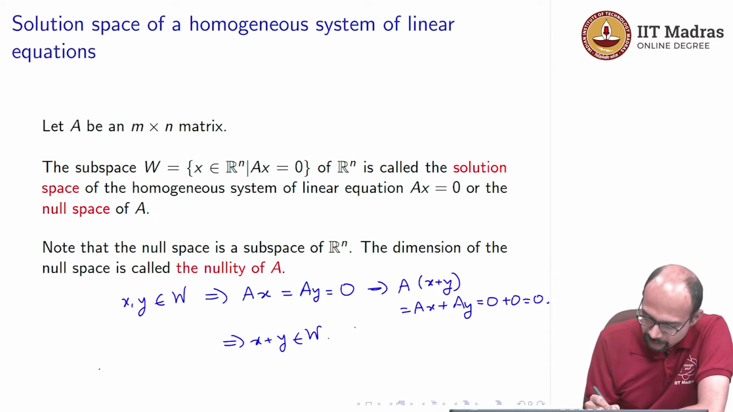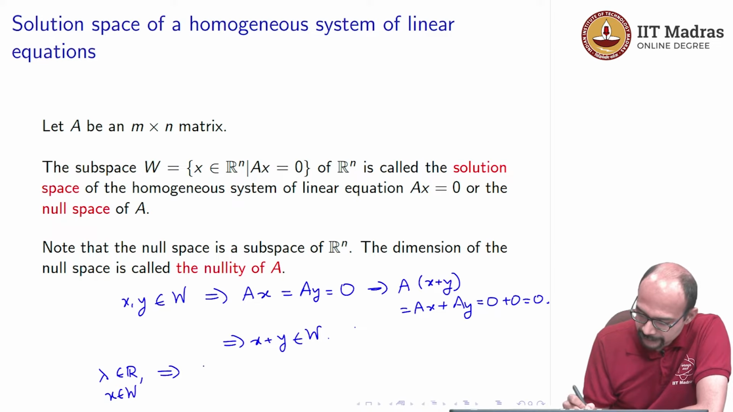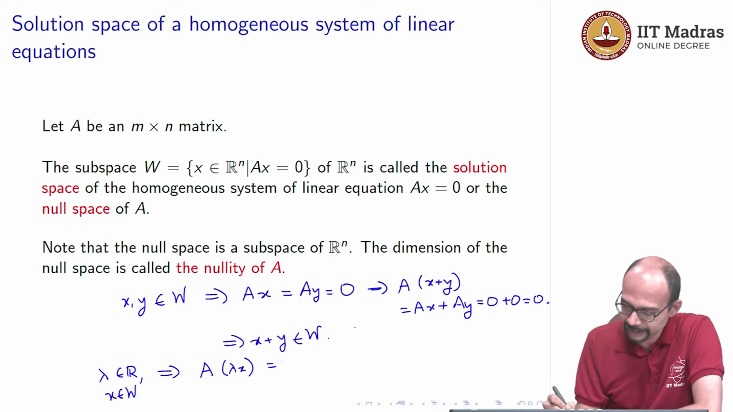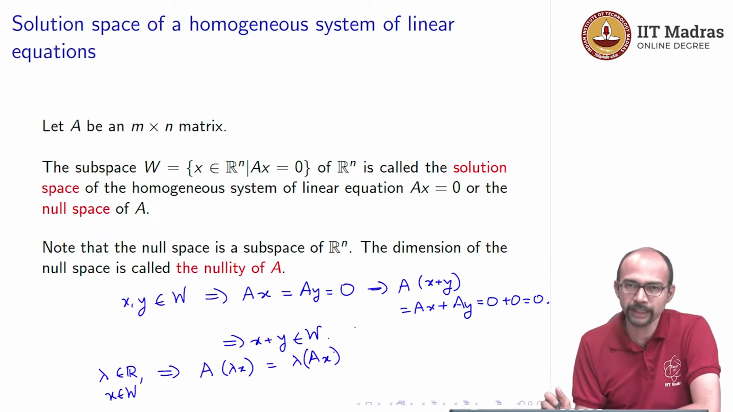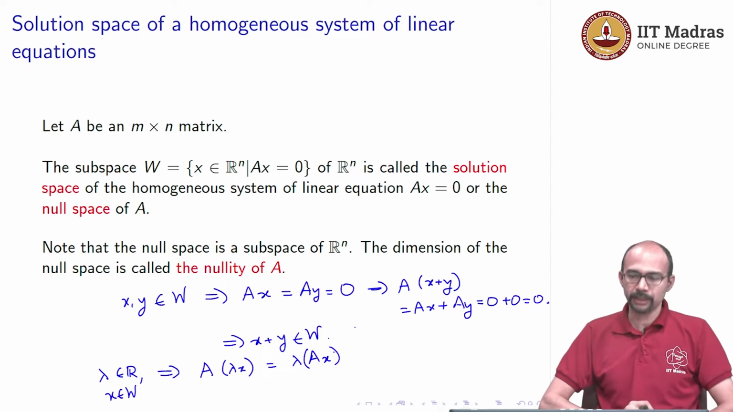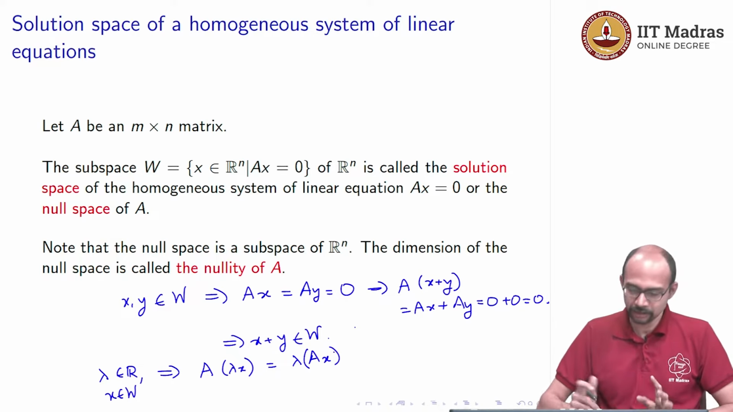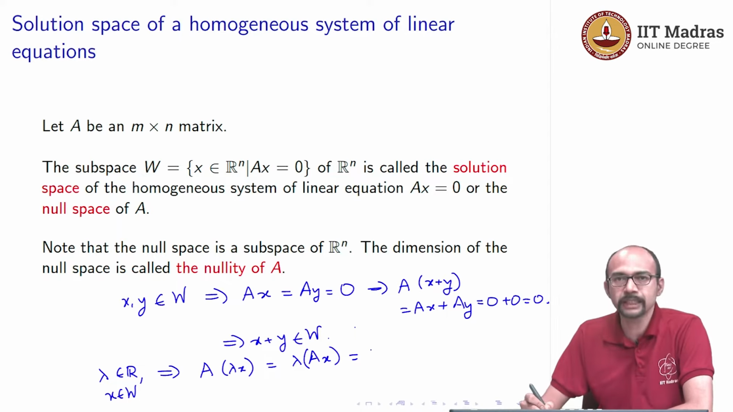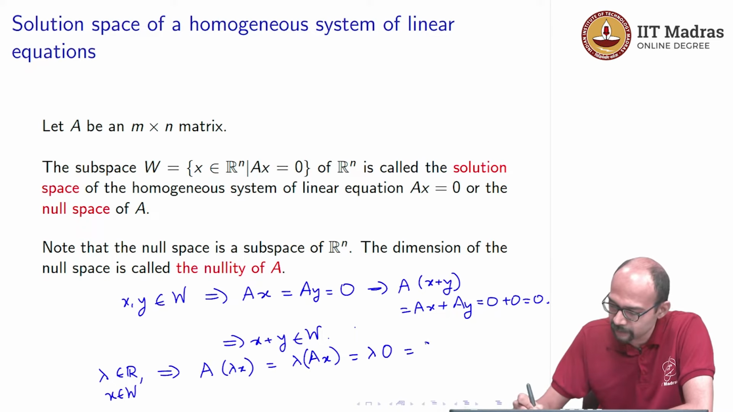And similarly, if you take x in W and lambda in R, then if you do A times lambda x, well, lambda is a scalar, it is a constant. So, we can take that lambda out. This was one of the things that we have seen in matrix multiplication. One way of doing this is to recall that lambda times anything can be thought of as the scalar matrix lambda, meaning a diagonal matrix with lambda on the diagonals, and then you can flip that around in any way you want, except that you have to bother about size, so you can pull out that lambda. So, this is lambda times Ax, but Ax is 0 because x is in W. So, this is lambda times the 0 vector, which we know is the 0 vector.